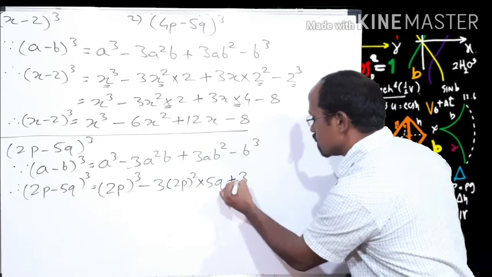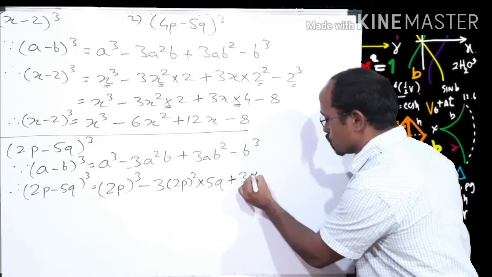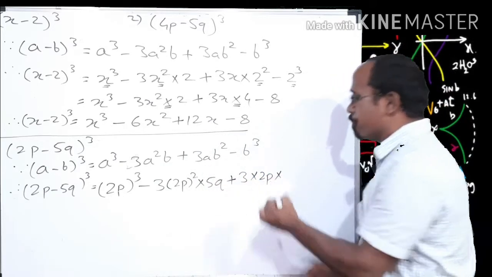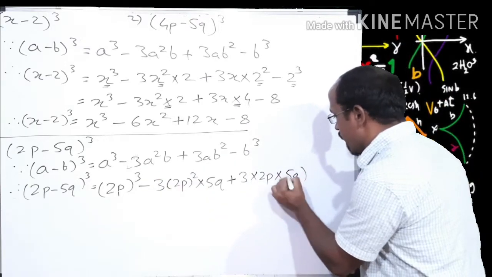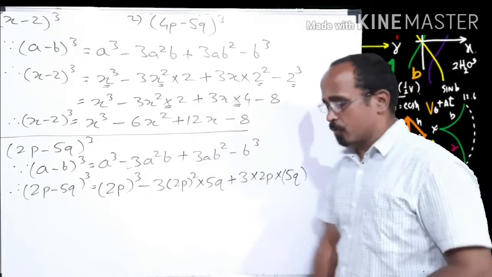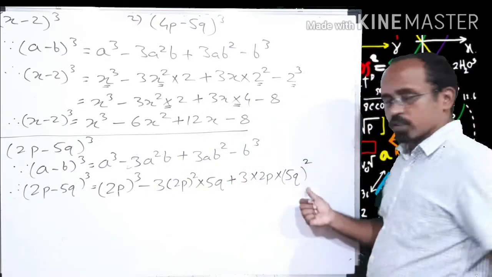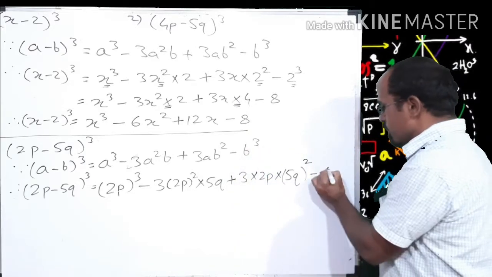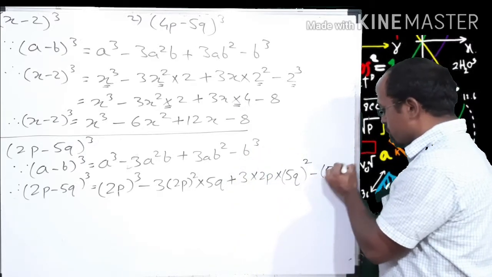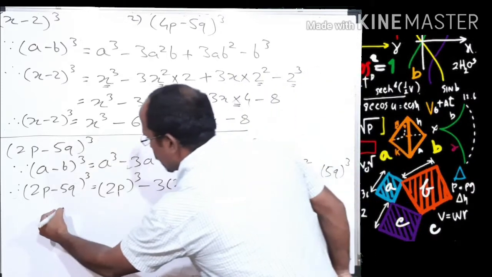Plus 3 into a is 2p, into b square, b is nothing but 5q, but we have to multiply by the square of 5q, not only 5q. So we enclosed it within brackets. Minus b cube means (5q) whole cube. Clear, friends?